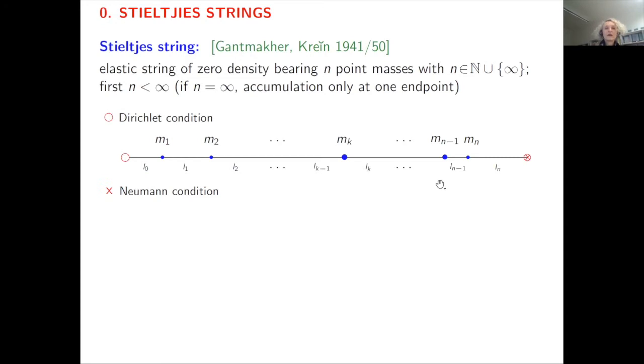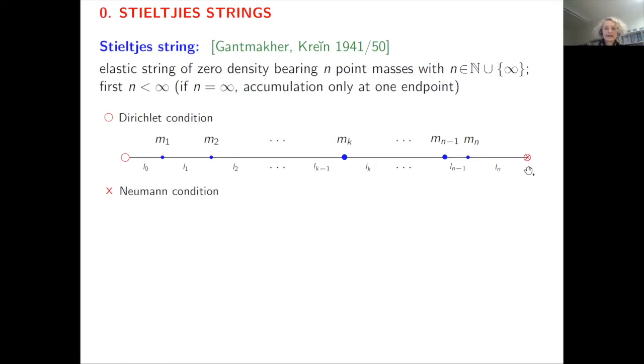And on the boundary points, there are no masses sitting, so they are only in the interior, and L0 up to Ln are the lengths of the intervals between them. And there are two problems that we will consider here. So on one endpoint on the left here, we will always have a Dirichlet condition. And then on the right endpoint, we will either have Dirichlet or Neumann condition.